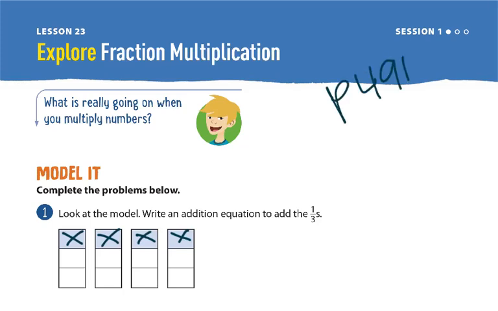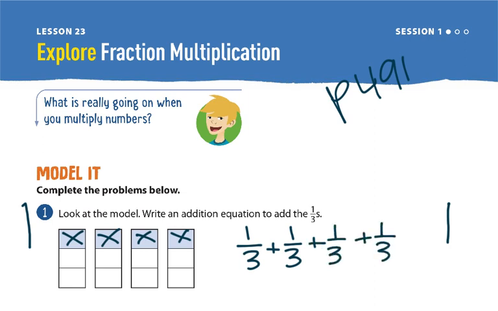And did I hear you say all 4 of them? So Abel says there's 4 of them. So I am going to draw what the models are. So the denominator's 3 because it's sliced up into 3 parts. 1 is highlighted. And he said there were 4 of them.